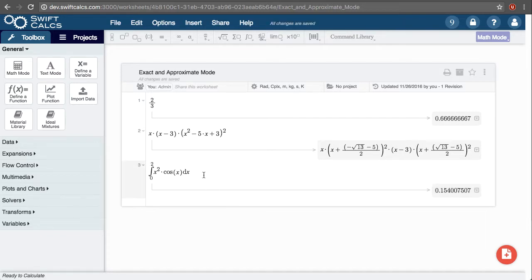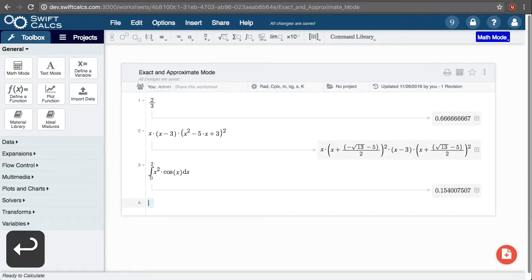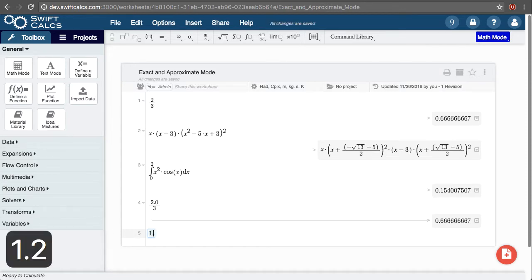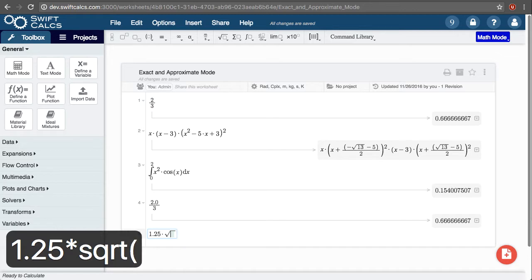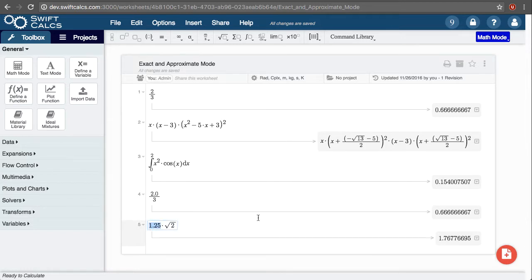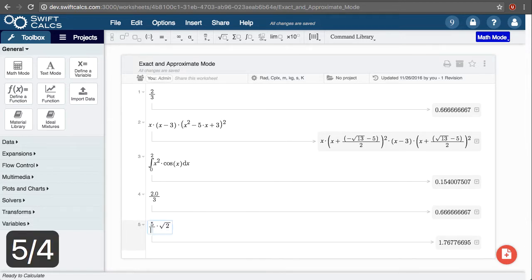Finally, for any new calculation, you can shortcut to numeric mode by using a decimal point in your expression. For example, 2.0 divided by 3 will default straight to the numeric approximation. Similarly, 1.25 times the square root of 2 will provide me with the numeric approximation. If I want to use the exact value, I need to replace 1.25 by its exact representation, 5 over 4.